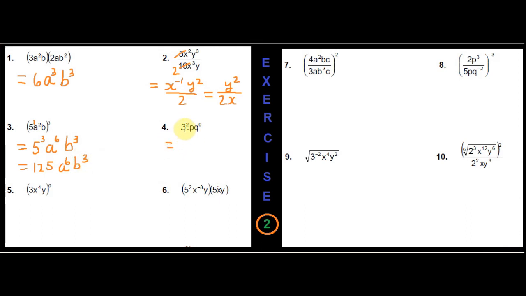Looking at number 4, 3 squared is 9. And the power of 0 here applies only to the q. So q to the 0 is 1. And our answer is 9p. Here, everything inside the brackets is to the power 0. So our answer is 1.